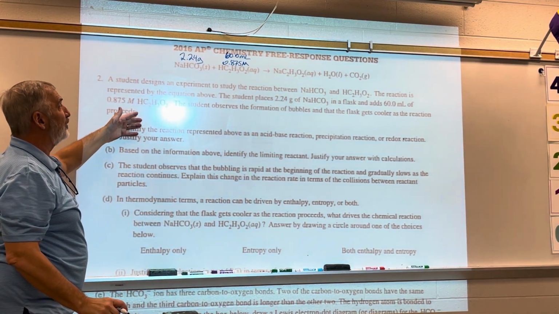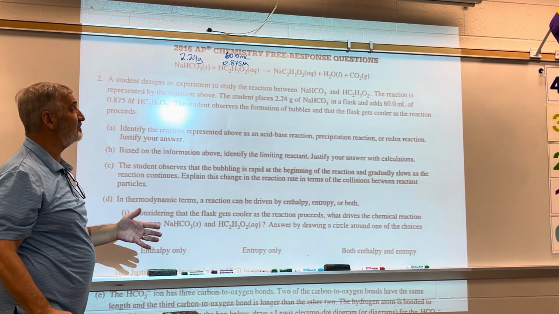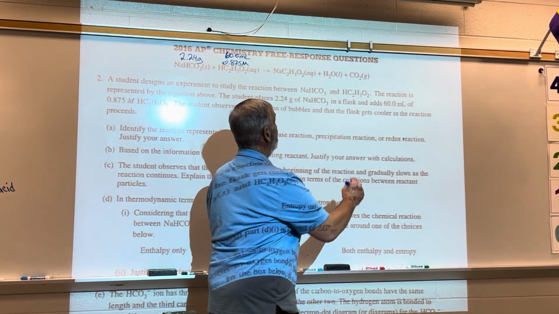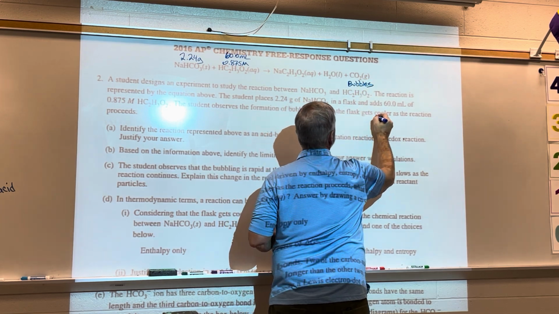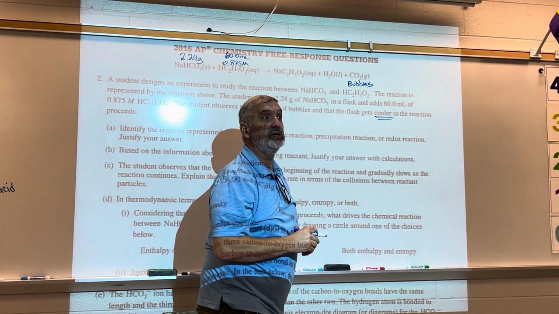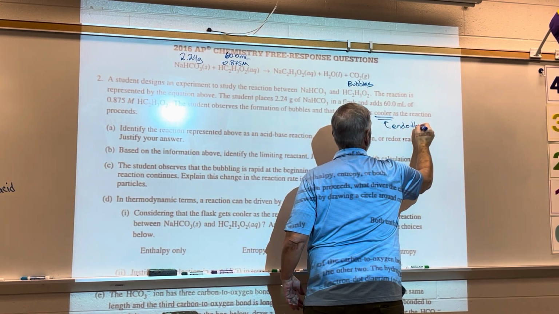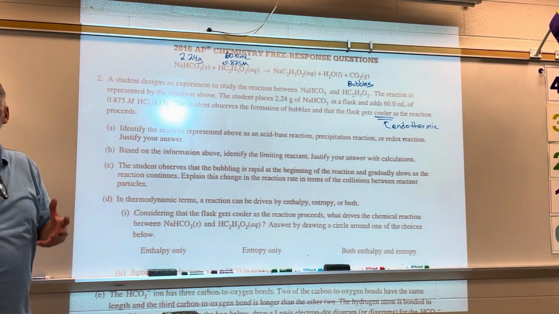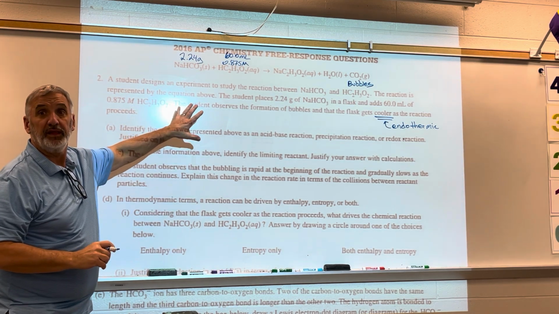The student observes the formation of bubbles and that the flask gets cooler as the reaction takes place. So which part is going to be the bubbles? Okay, so this is your bubbles. And what does the fact that the flask gets cooler tell you? Endothermic. So I'm just reading this and picking out all these clues. I haven't even looked at what the question asks. I'm just looking at the context clues, breaking it down. What do I know? What am I going to see? So I can get through all the fluff and see where we're at.